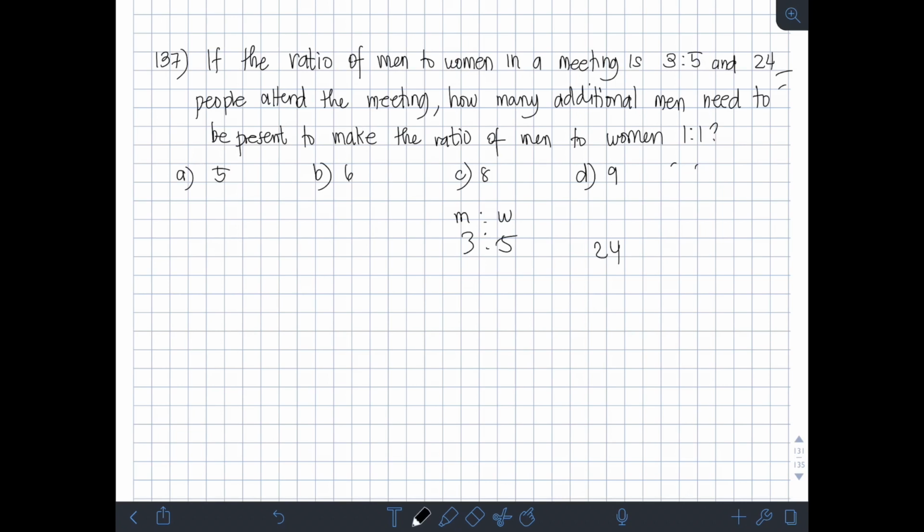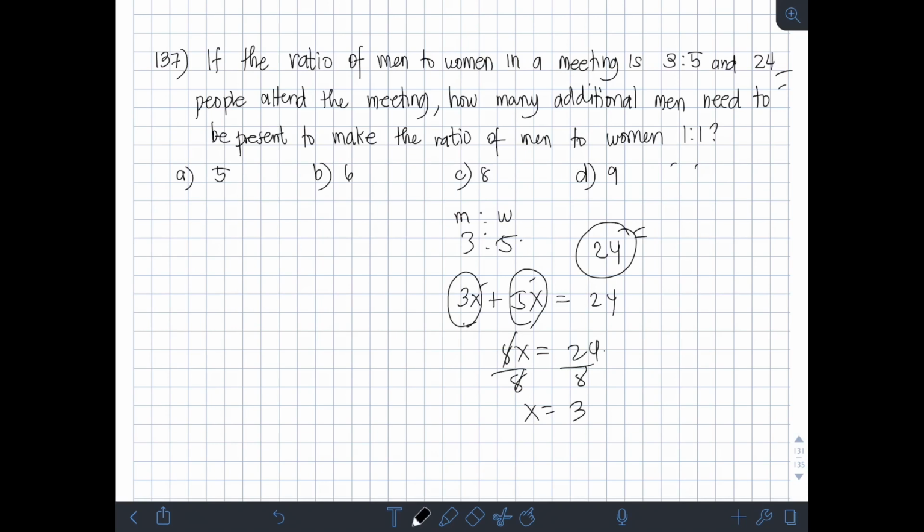Paano? So, given the ratio, tapos given din yung total ng attendees, pwede muna natin i-multiply sa x etong 3 tsaka 5. So, gawin natin 3x tsaka 5x. Tapos, i-add natin, equal dapat sa total na 24. So, solve natin si x. Itong 3x saka 5x, yung total number nung men at women. So, 3x plus 5x is 8x is equal to 24. Divide both sides by 8. X is 24 divided by 8 is 3.